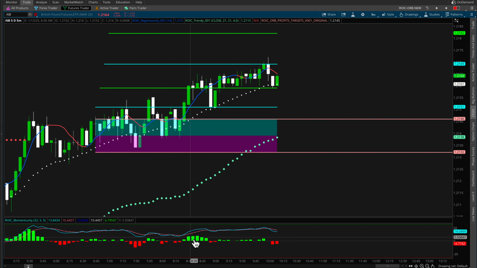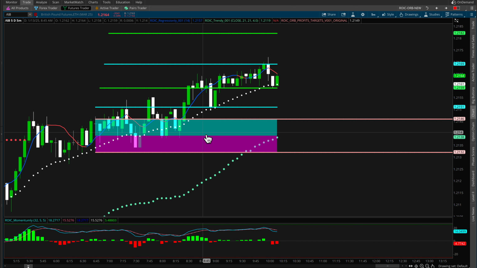Okay, Momentumly is up, Trendly is green. You broke out of the RORB system. You're above the 21 EMA, and you're above the Regressionly. As you can see, everything is aligning. Everything's giving you confirmation that you should go long.